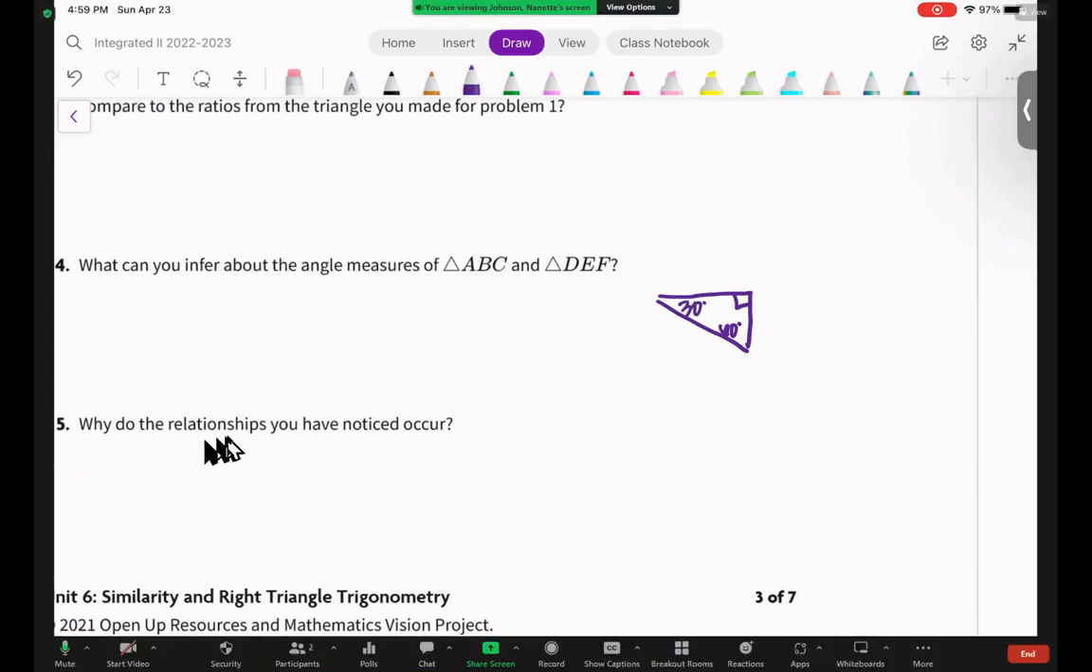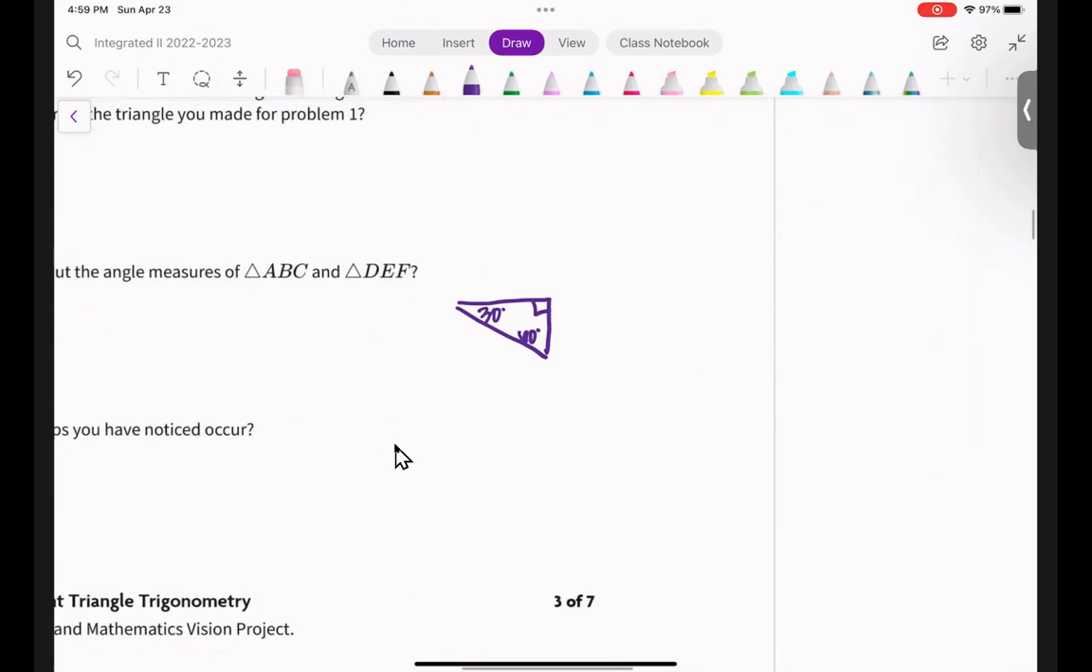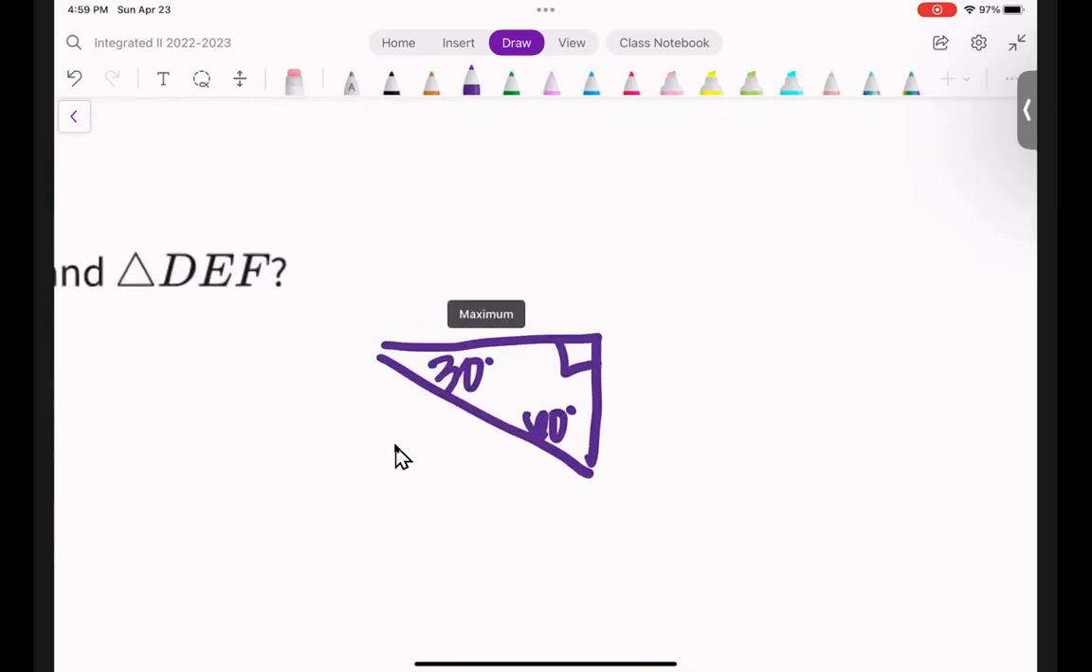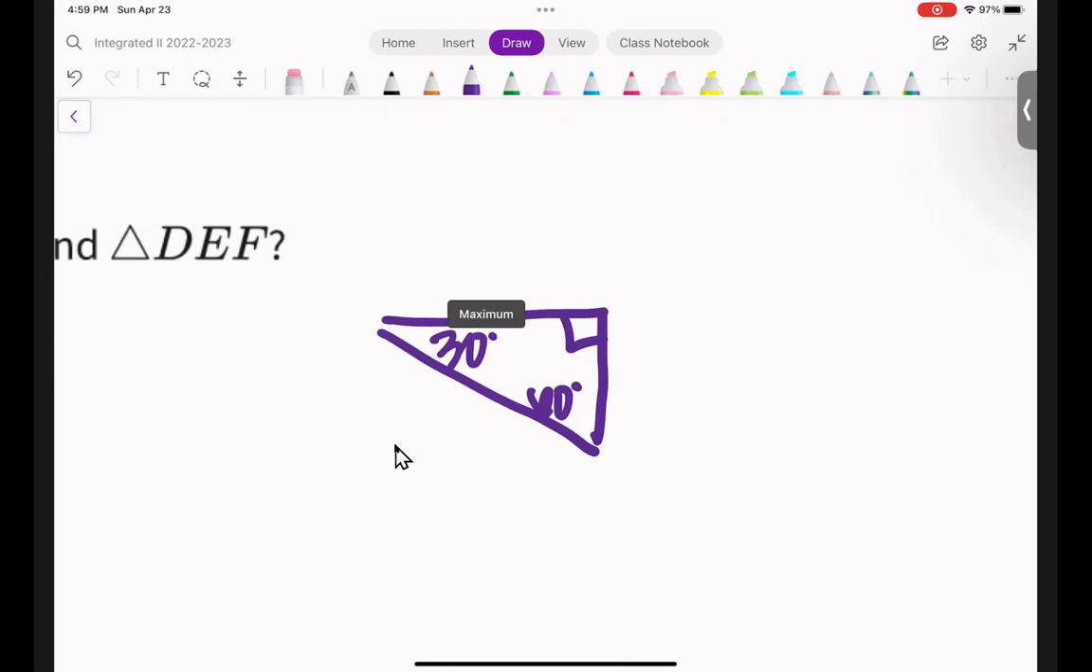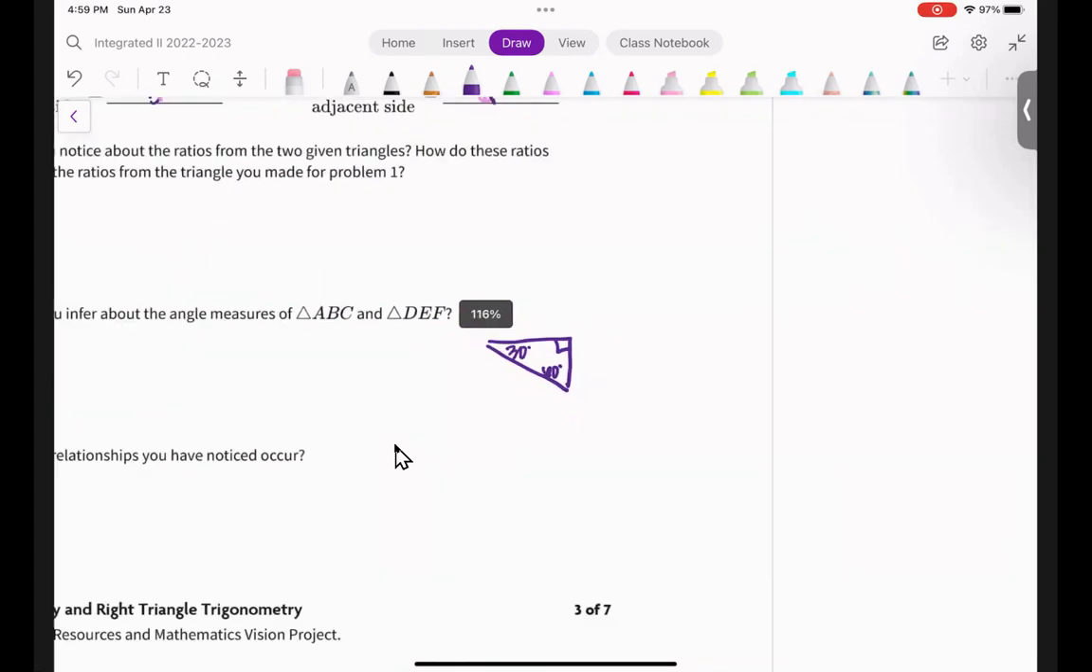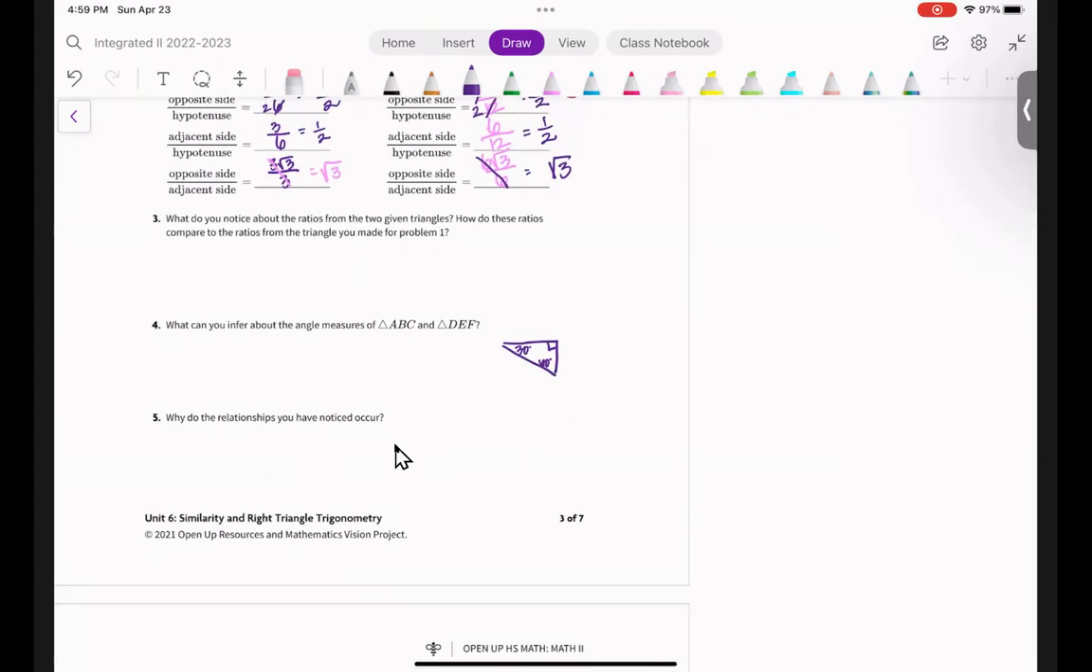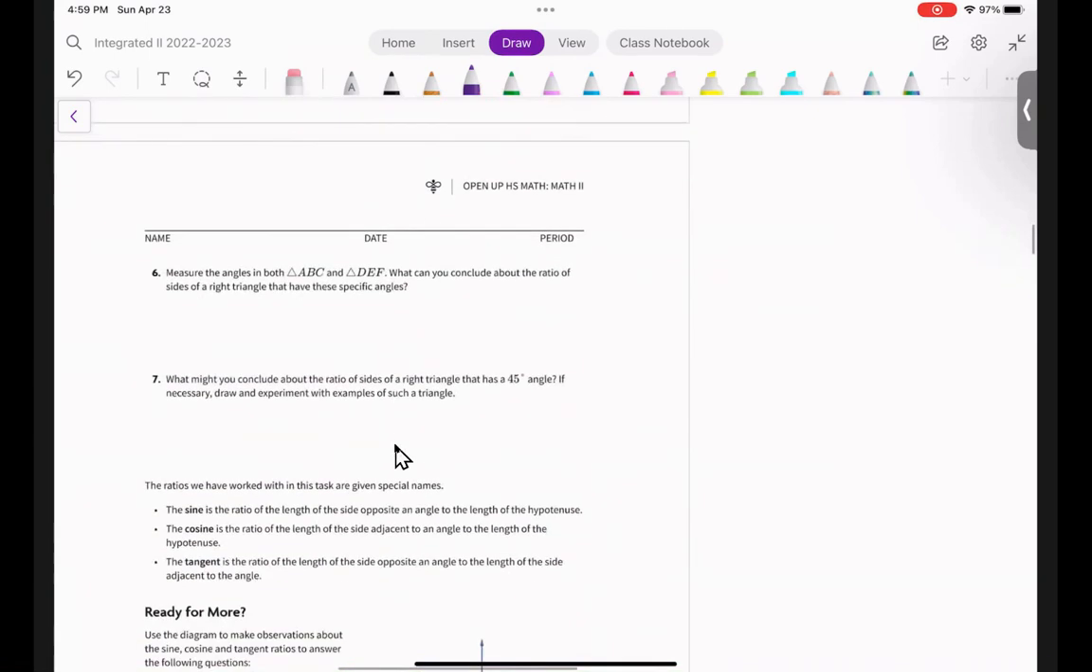So it says, why do the relationships you have noticed occur? And that's because of this factor, right? If I scale this drawing up, the ratios will still be the same as if I make them tiny, tiny, tiny. The ratios between the sides, because you're the ones who told me that if my triangles are similar, then my sides are proportional. So that should be true. They will grow in proportion.